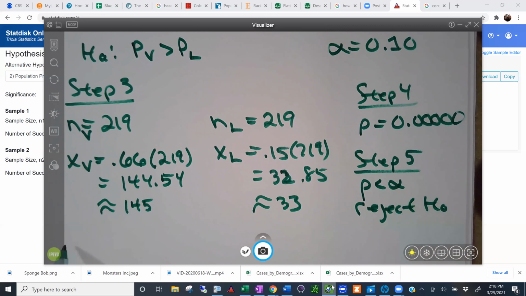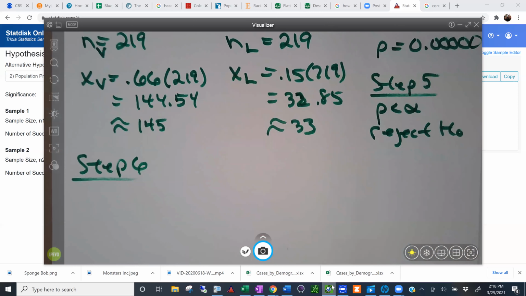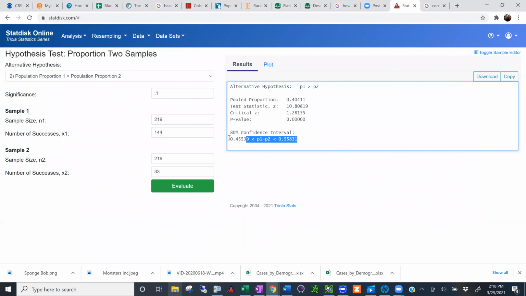Step 6 is to state your conclusion in words. I guess the one thing that I wanted to point out here, and I'll let you worry about the state your conclusion stuff in words, is this last little bit here at the end. Now they gave you an 80% confidence interval. That's probably because we've got a one-sided alternative hypothesis. If you take that 0.1 and double it to get a two-sided alternative, that's why you're getting an 80%.